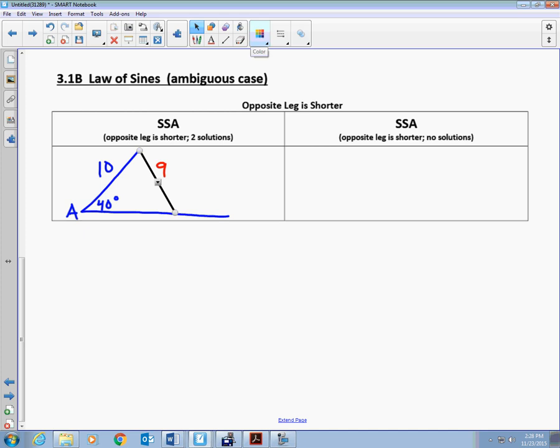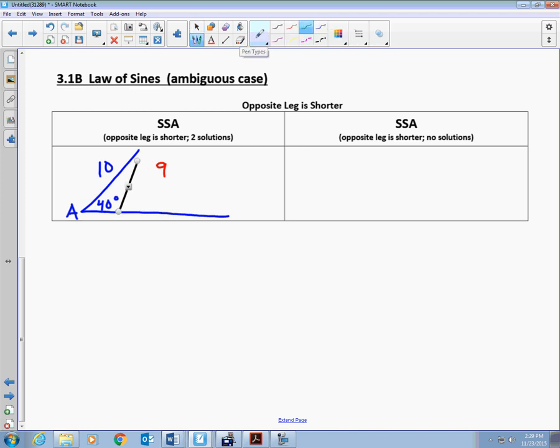And here's how you know. Watch this. The 9 could be that, or it could be that. See this triangle, kind of the skinnier one? This triangle a little bit bigger? They both have two sides of 9 and 10 and an angle of 40, don't they? So how do you know which one it is? In that situation, we have to set up two solutions. One for this triangle and one for that triangle.